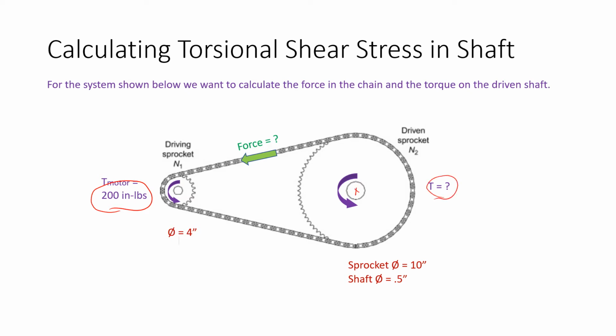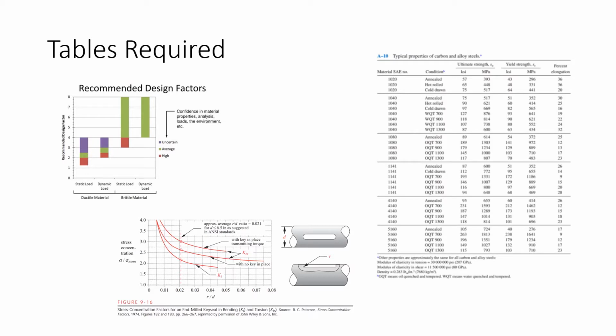In this case, we have a 10-inch diameter sprocket and a 1/2-inch diameter shaft. Before we do the calculations, let's look at a few of these items. One thing is design factor. So we'll need the design factor to verify whether our design is safe or not. For a dynamic load, which is what we have, the recommended design factor is between 2 and 4. Let's just use a 3 for our design factor.